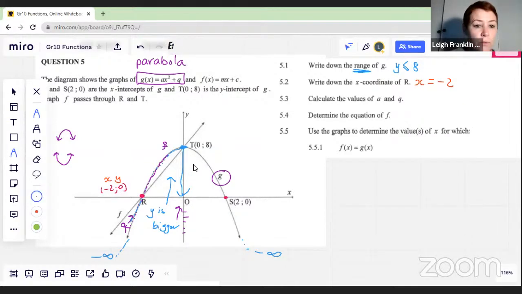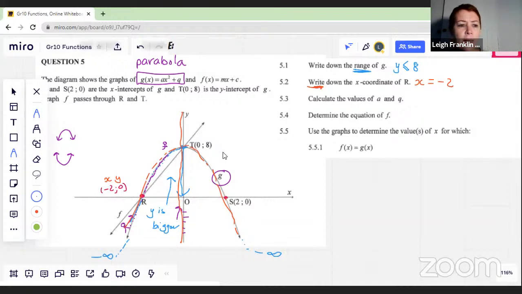Parabolas are symmetrical. In other words, this line over here, the y-axis, is cutting the parabola in half. This side over here is a mirror image of that side over there. So if I'm going to mirror this point over the y-axis, it's got to be at -2 and 0. We could also calculate it by calculating an x-intercept, but here it just told us to write it down. So we just want to write down the answer.